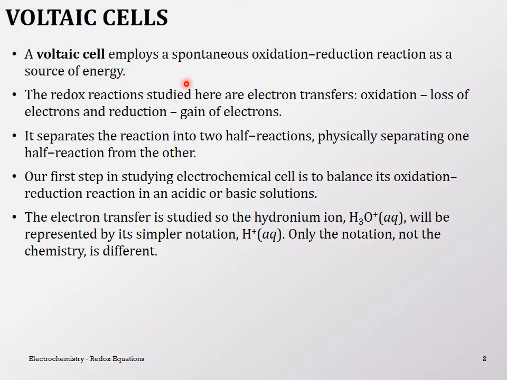Each voltaic cell has redox reactions where you have electron transfers going on. And back from Gen Chem 1, you will remember that oxidation is the loss of electrons and reduction is gain of electrons. So what we tend to do when we study these cells is separate them into two half reactions. One half reaction is for the oxidation, the other half reaction is for reduction.